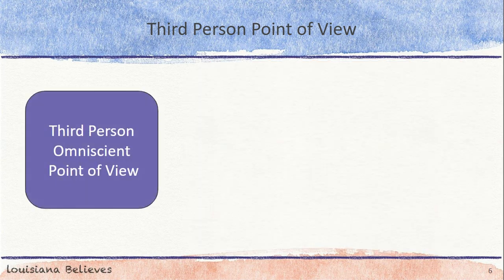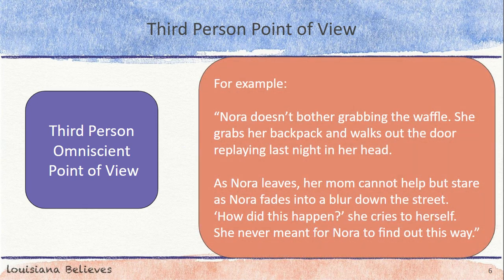The final point of view that you may want to use is third-person omniscient point of view. The narrator in books written in third-person omniscient describes each character's thoughts and feelings. For example, Nora doesn't bother grabbing the waffle. She grabs her backpack and walks out the door, replaying last night in her head. As Nora leaves, her mom cannot help but stare as Nora fades into a blur down the street. How did this happen? she cries to herself. She never meant for Nora to find out this way.